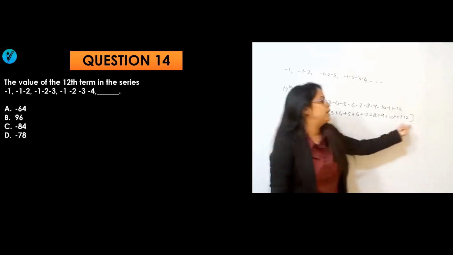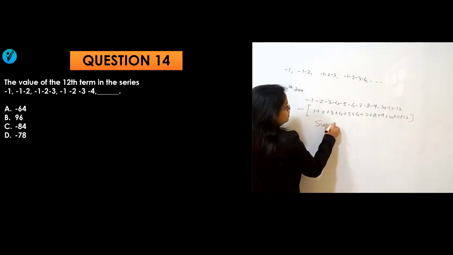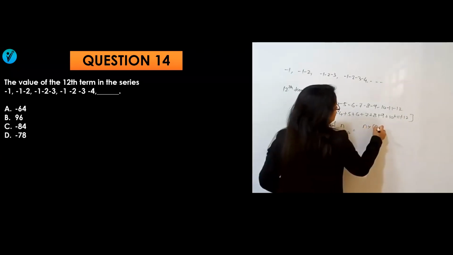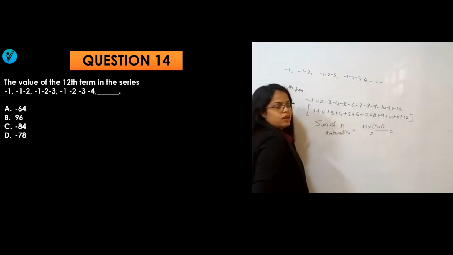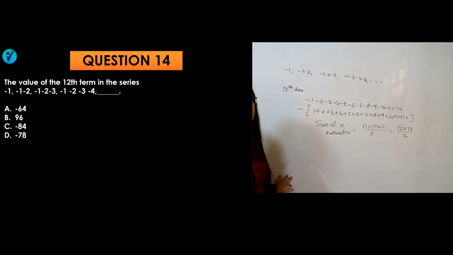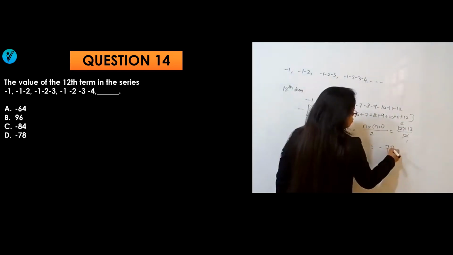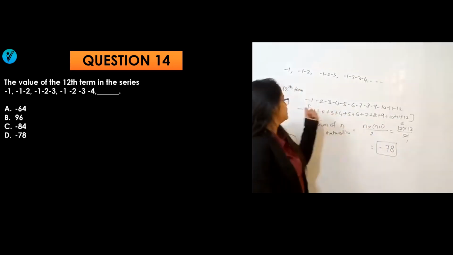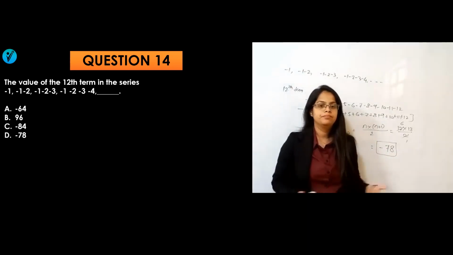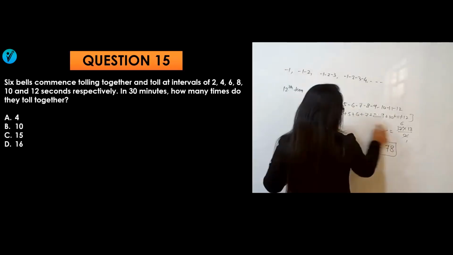So what is the sum of n natural numbers? The sum of n natural numbers is n into n plus 1 by 2. So here n is 12. So 12 into 12 plus 1, which is 13, divided by 2. But I know that I have taken the minus sign common. So 2 ones are 2, 6 13s are 78. So your answer will be minus 78 because I have taken this minus sign common. So your answer will be option D, minus 78. Easier. Now let's go for the next question, question number 15.